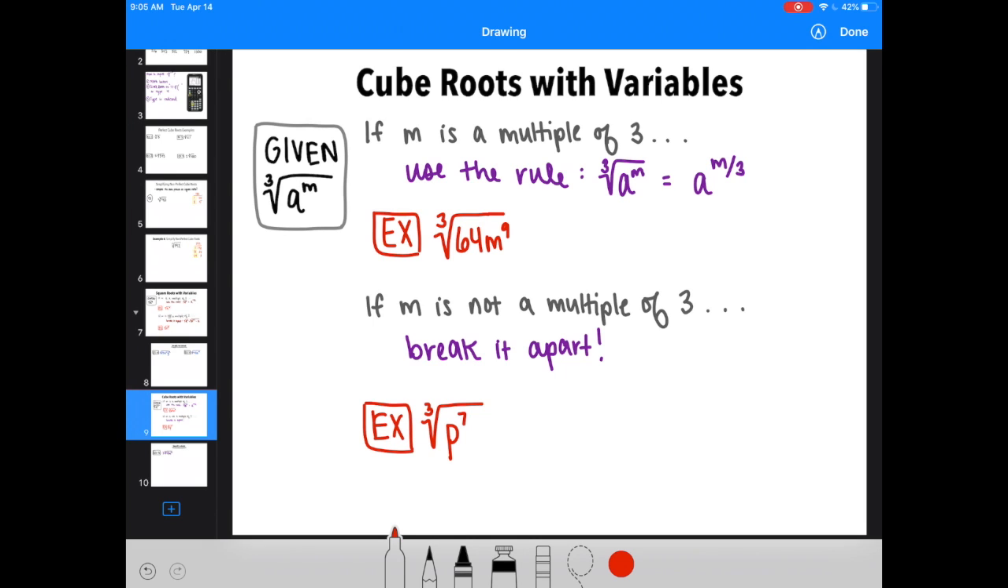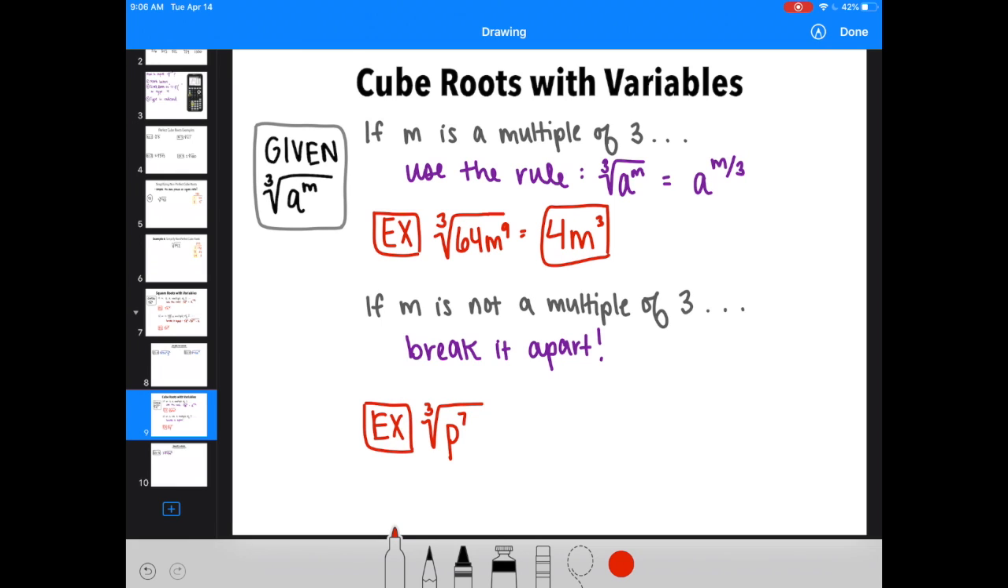So for my example, I have the cube root of 64 m to the 9. The cube root of 64 gives me 4. Now looking at that variable, I'm going to divide that variable number by 3. So 9 divided by 3 gives me 3. So my answer is 4m raised to the 3rd power.